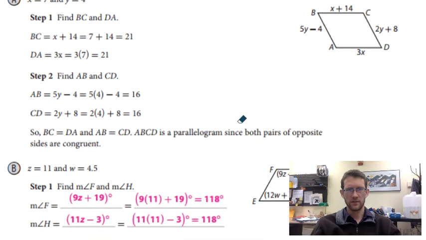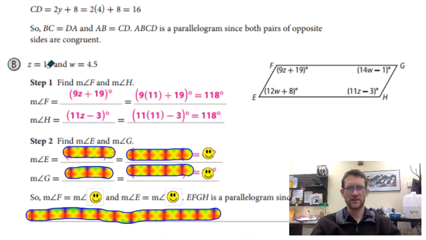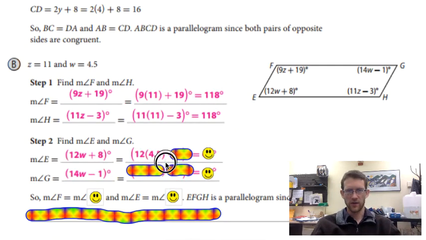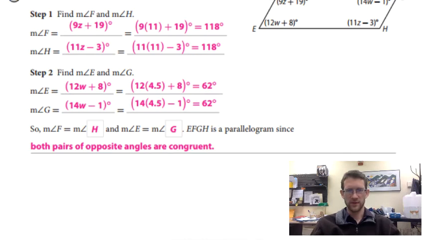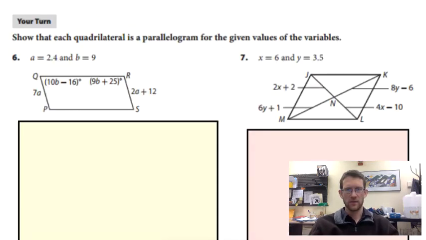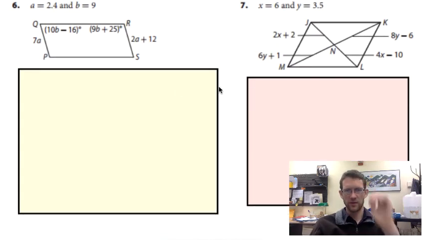Oh, wait, these ones, they give us values. So we're just checking. This one they put in 11. This one they put in 4.5. And we just plug it in. Is 118 equal to 118? Yes. Again, we plug in our values here. Is 62 equal to 62? Yes. So therefore, is it a parallelogram? Yes, because both pairs of opposite angles are congruent. Sorry, I forgot they were doing that one a little bit differently.